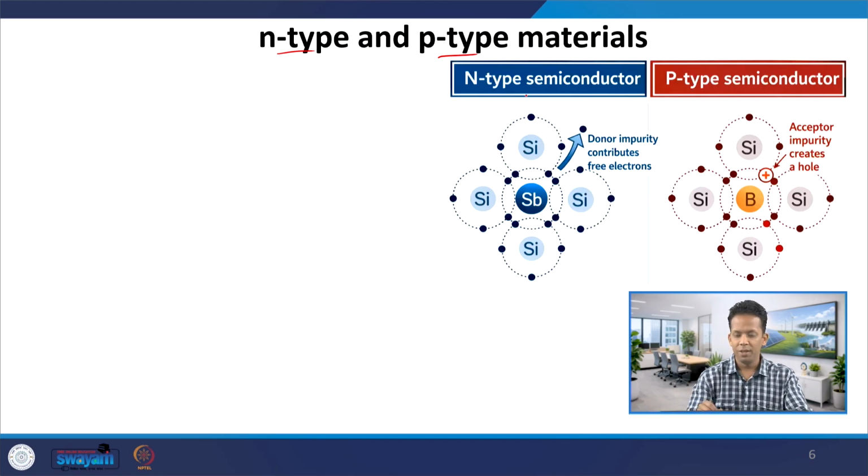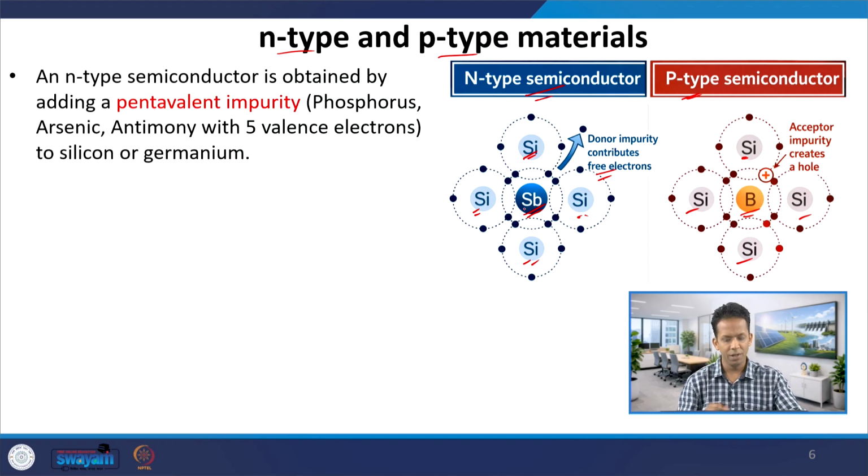You can see in the picture, this is an N-type semiconductor, this is a P-type semiconductor. The semiconductor is silicon here, right? And here you can see there is one donor impurity which is contributing free electrons, for example antimony, Sb. In the P-type semiconductor it's boron. So it's a trivalent atom here, and here it's a pentavalent. An N-type semiconductor is obtained by adding a pentavalent impurity. Those elements have 5 valence electrons in them, so they are called pentavalent.